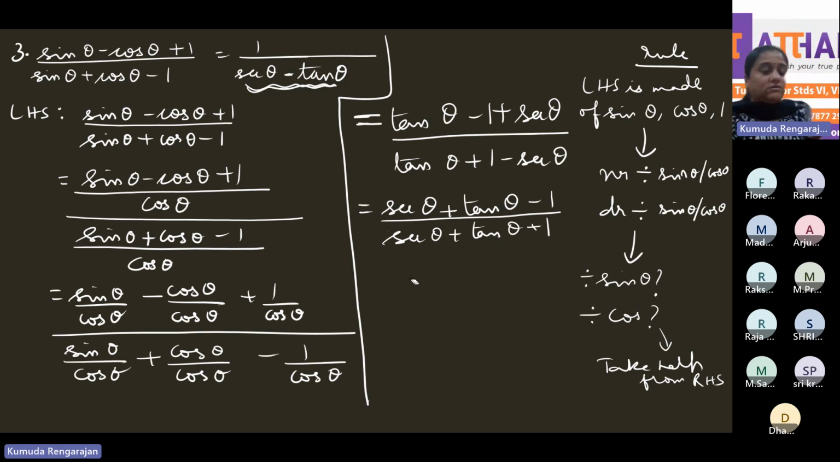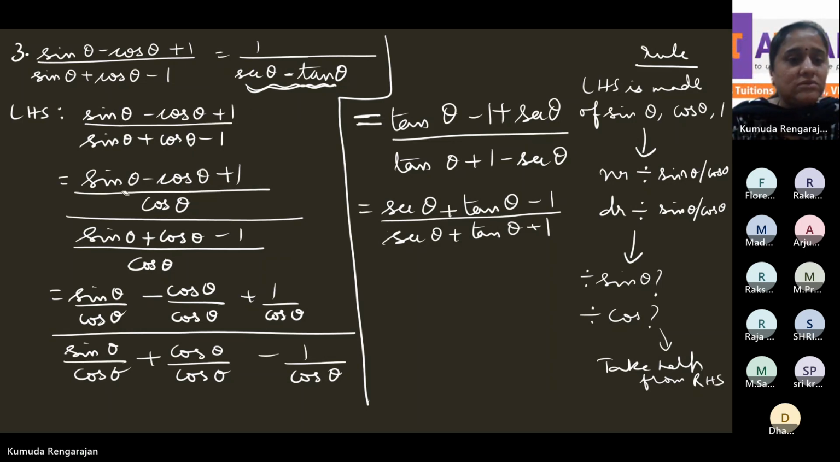Just a second, did I write it correctly? Sine theta minus cos theta plus 1 by sine theta plus cos theta minus 1. Yeah, correct. Okay, let me just check again then. Tan minus 1 plus secant, tan plus 1. Yeah, right.